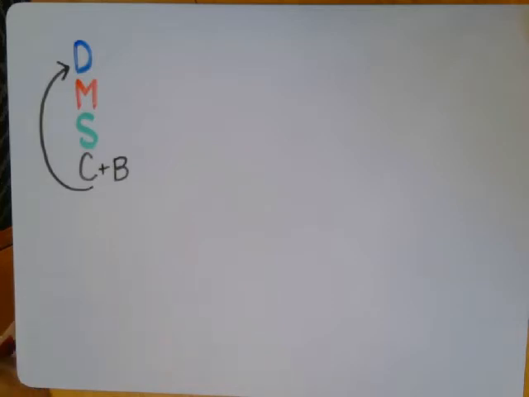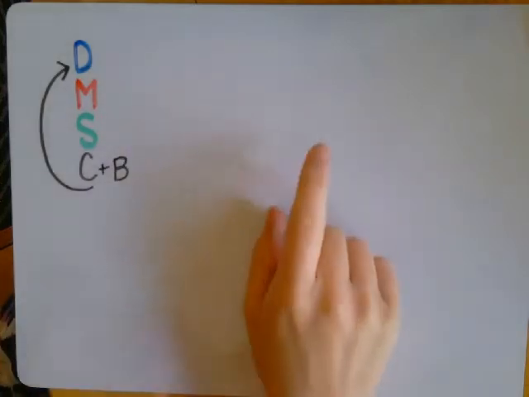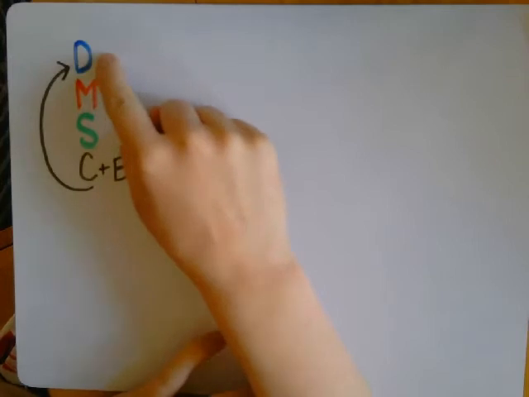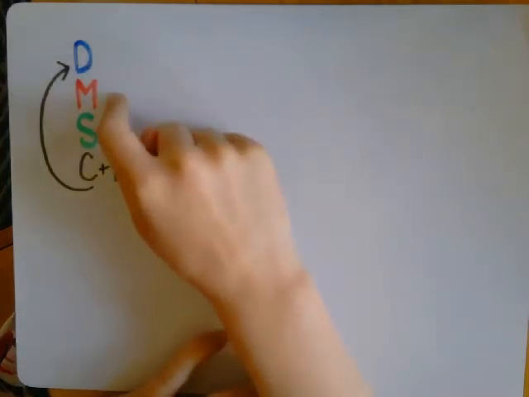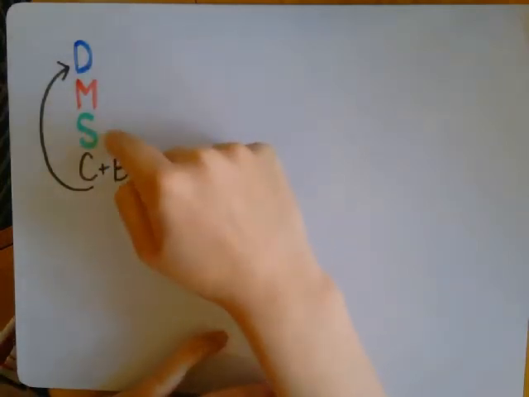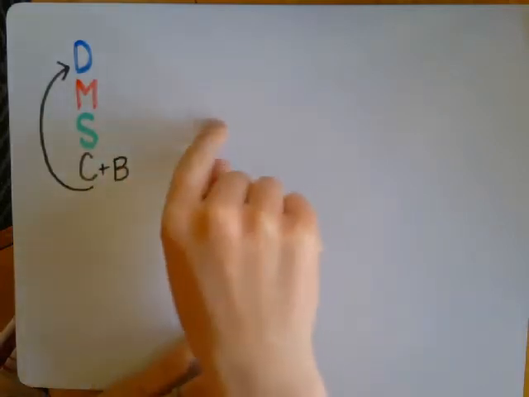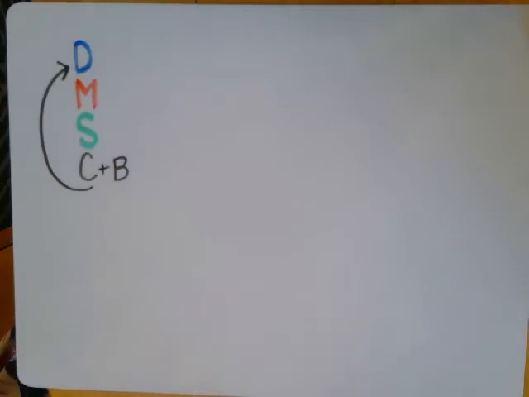All right, so when we do the standard algorithm for division, we start by dividing. Then we multiply, then we subtract, then we check our work and bring down the next number. So I'm going to show you what that looks like using an example.